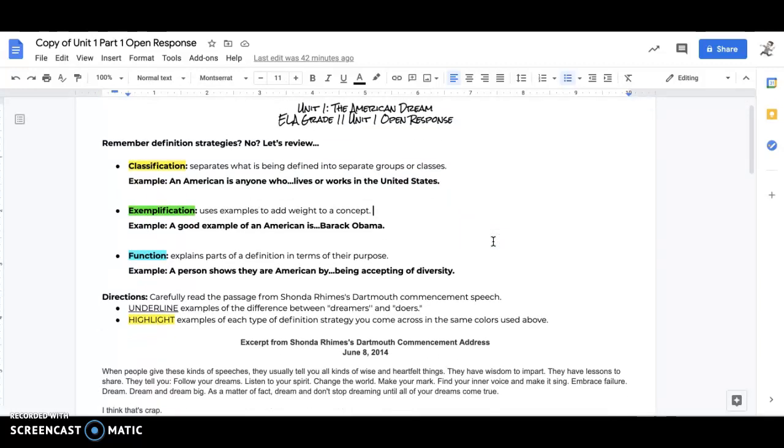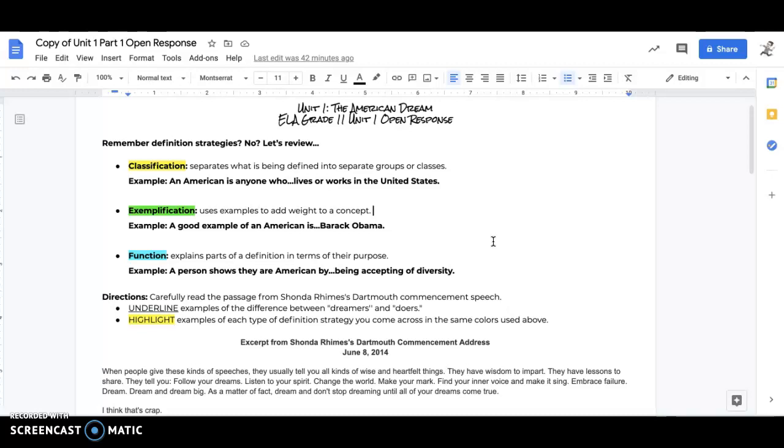So this is a brief assessment from Springboard, which is our curriculum. And what it's asking you to do is to review definition strategies, which is something we covered earlier in the quarter, and then to read a short piece of a speech, find an example of one of these definition strategies, and explain and analyze how it works.